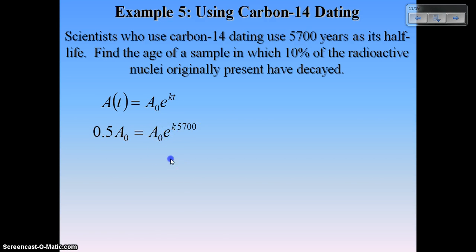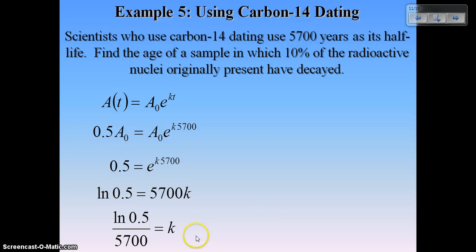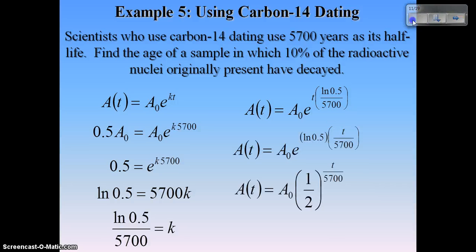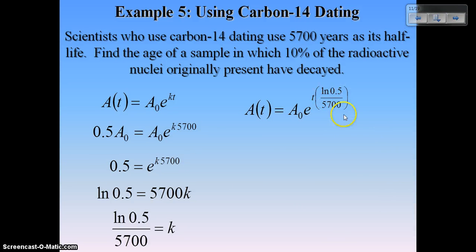Divide both sides by A naught. And here we have the half-life, 0.5 equals e to the k times 5700. Natural log of both sides, divide by 5700. And there's our half-life. Now, if we continue on, we'll take this and plug it in. Right here, there's our new k value. Now that we've got this plugged in, let's simplify it just a bit. Skipped around just a little bit if you notice the screen jump some. Let's simplify this just a bit to make life easy on ourselves.